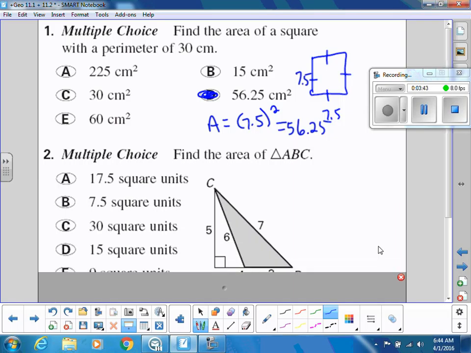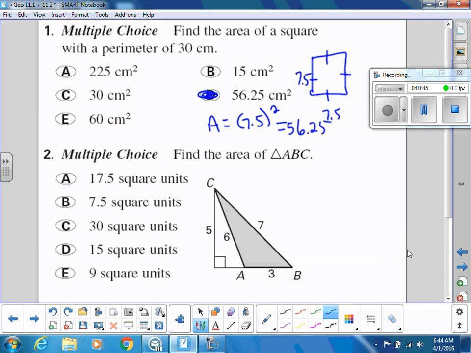All right, so here we're going to find the area of triangle ABC, so that's the shaded in triangle. Remember, for a triangle we need the base, so that would be 3, and then the height, and remember height is always perpendicular to the base, so we're using the 5 here. So just make sure you're careful that you're using the correct measurements. So 1/2 of 5 times 3 would be 1/2 of 15, which is 7.5 square units.